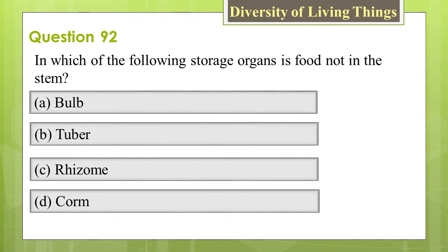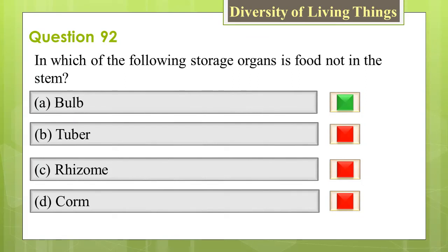Question 92. In which of the following storage organs is food not stored in the stem? A. Bulb. B. Tuber. C. Rhizome. D. Corm. Which one of the following alternatives is the best alternative? The best alternative is A. Bulbs.